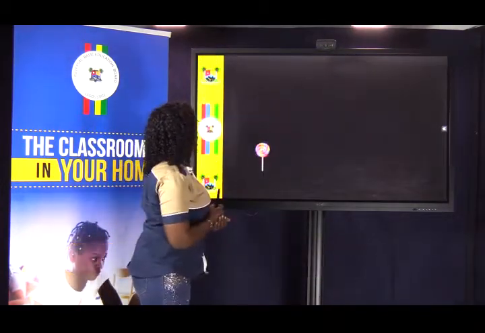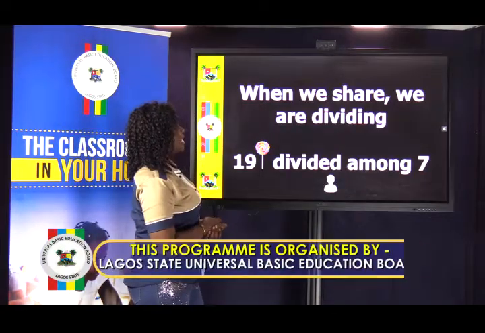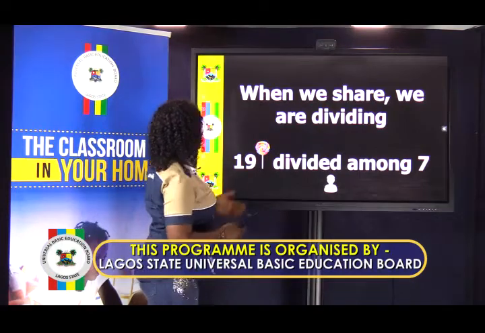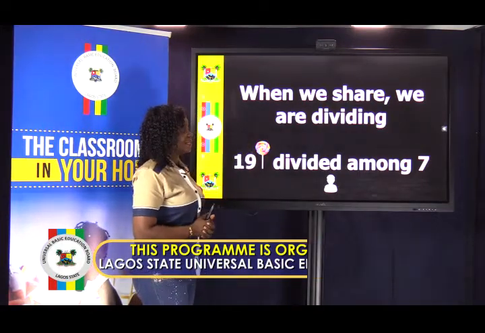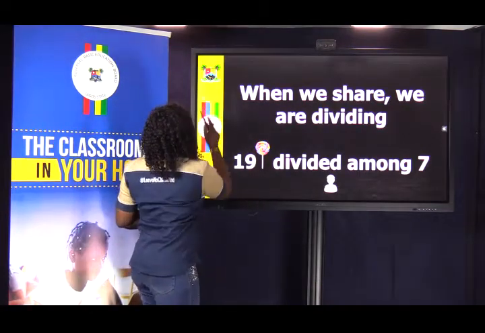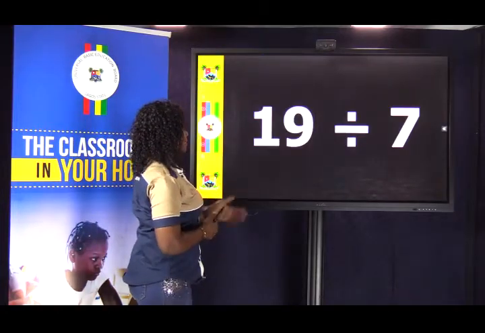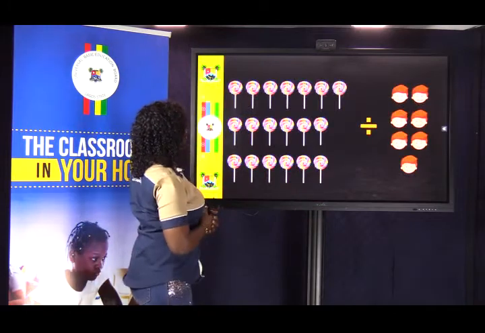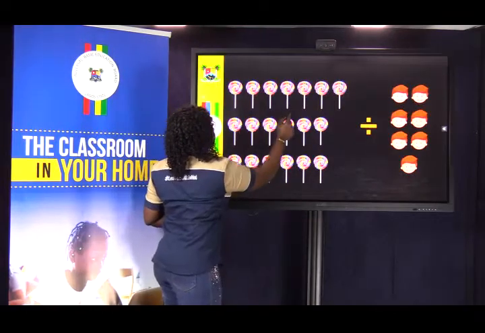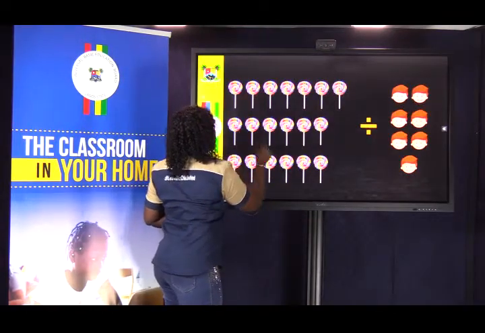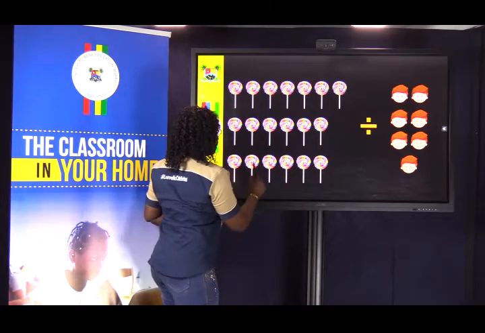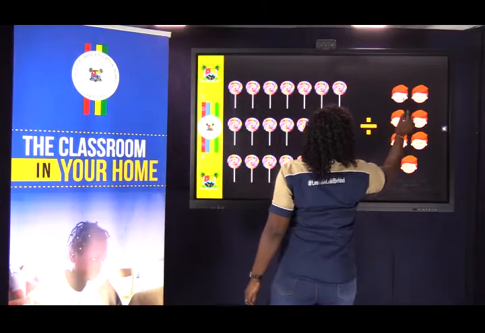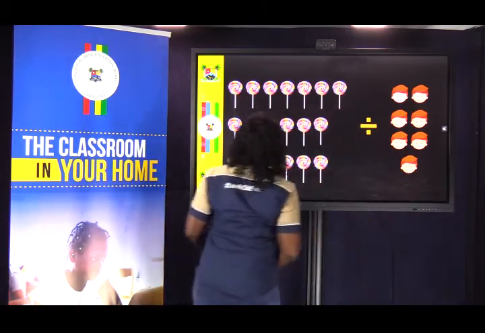Let's interpret. When we share, we are dividing. When you share, you are to divide. So 19 candies divided among 7 boys. This is writing it out in symbols. 19 divided by 7. Yes, so we have 1, 2, 3, 4, 5, 6, 7, 8, 9, 10, 11, 12, 13, 14, 15, 16, 17, 18, 19. 19 candies, and we have 1, 2, 3, 4, 5, 6, 7 boys.